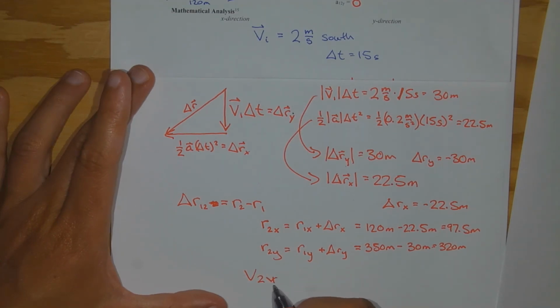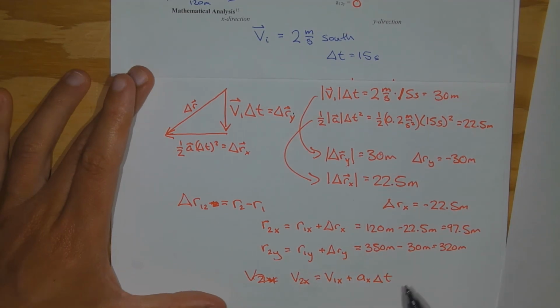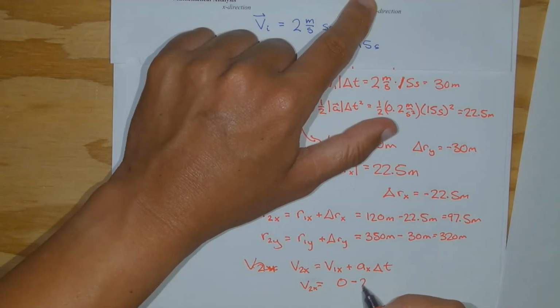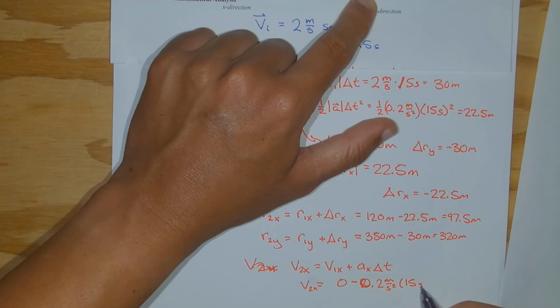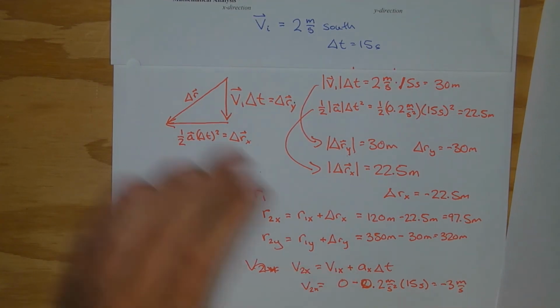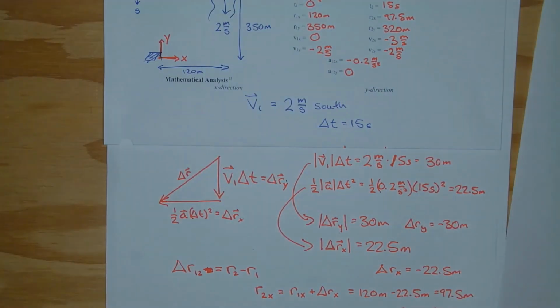So I have v2x is equal to v1x plus ax times delta t. v1x was equal to 0. That makes things easy. So v2x is equal to 0. Acceleration is minus 0.2 meters per second squared times delta t, which is 15 seconds. And finally, that gives me -3 meters per second for my final velocity. I can put that in my table here. This is -3 meters per second, and I finished filling out the table, so that concludes the problem.